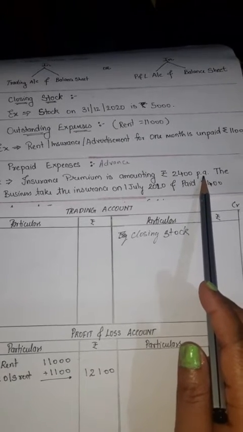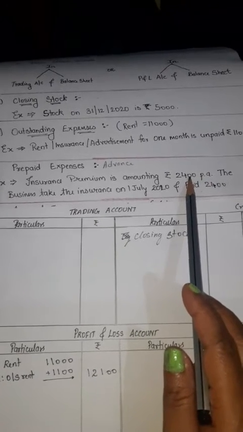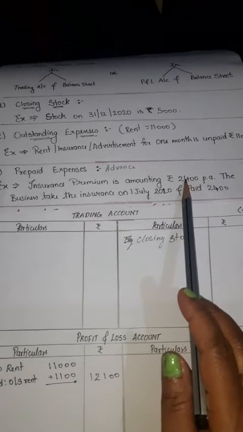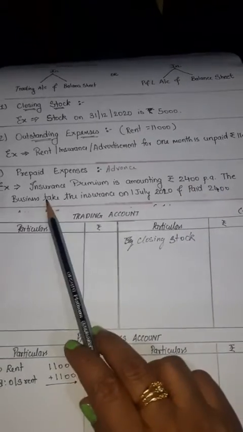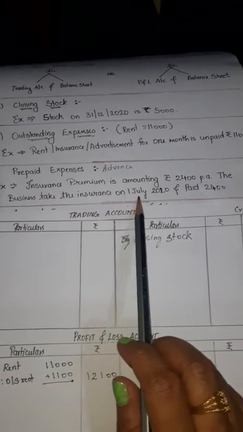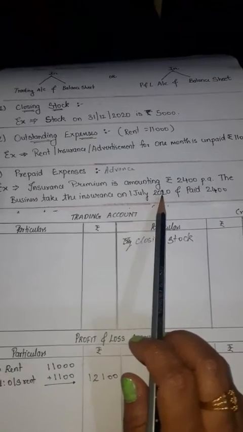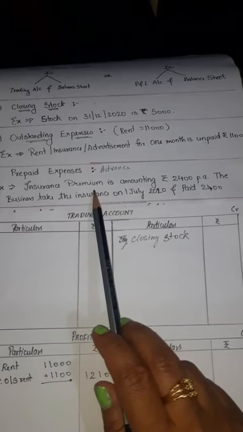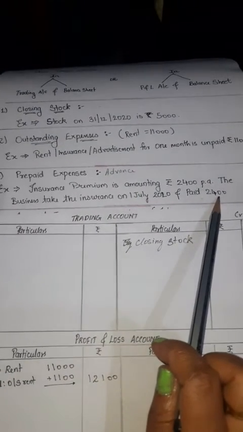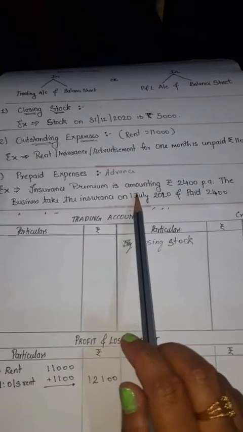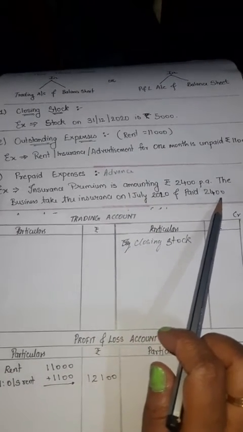Here per annum means what? 1 year. In 1 year, we are supposed to pay an insurance premium of rupees 2,400. The business takes the insurance on 1st July 2020. So it was on 1st July 2020 that this insurance was taken by the business and they paid rupees 2,400 for this.